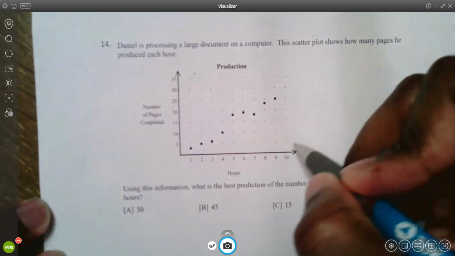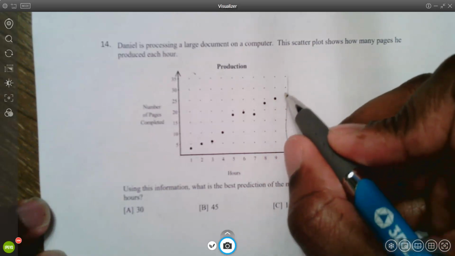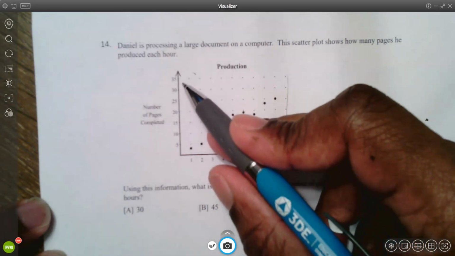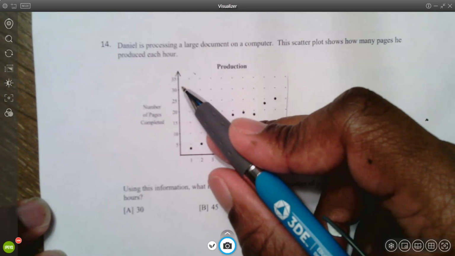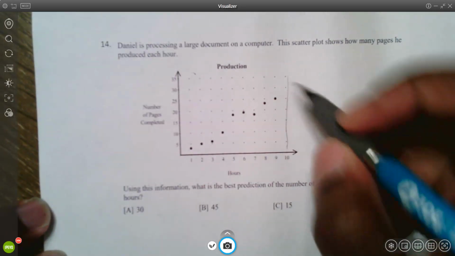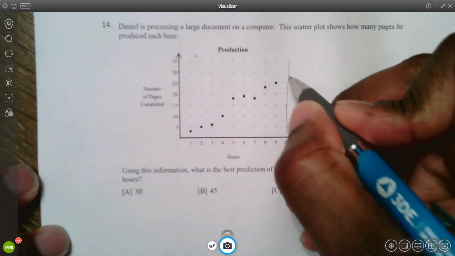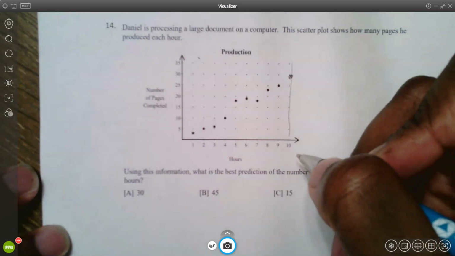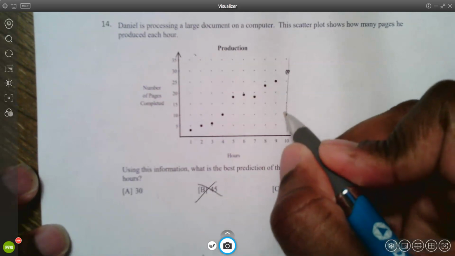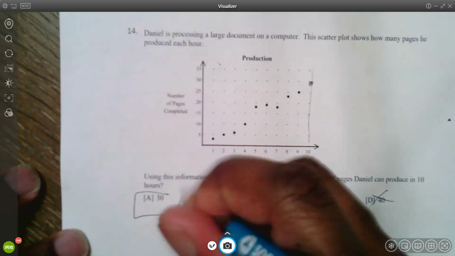Okay, so here's 10 hours. Considering how this data is moving, it's probably going to be somewhere in this area. So somewhere between 25 and 30. I don't think it'll be much higher than 30. So somewhere in that range. So this looks to be the best answer, 30. It makes sense to say it's going to be here, considering that trend. Definitely couldn't be 45. Definitely would not make sense for it to be 15. And definitely wouldn't make sense for it to be 40. 30 is the best answer.